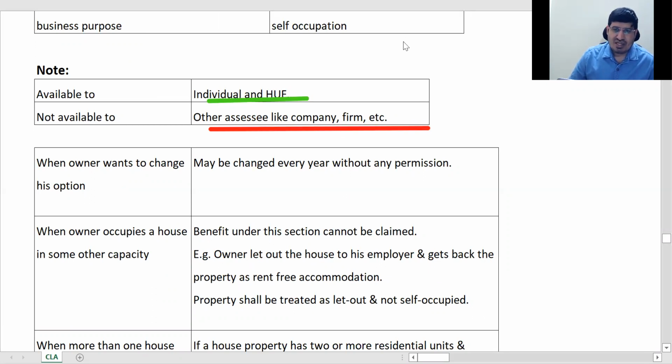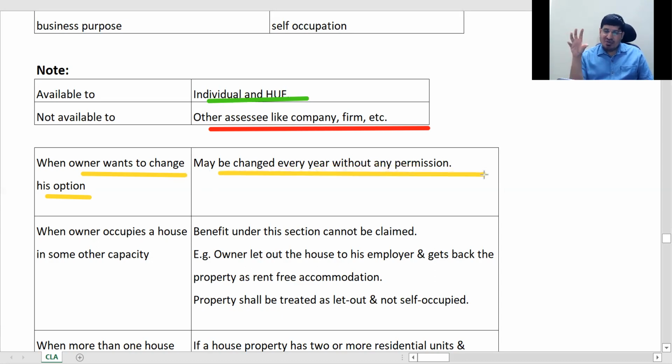And one thing here is, if the owner wants to change the option, he can. For example, he has 3 houses, he went for 2 houses as self-occupied. Doesn't mean that in every year he has to take those 2 as self-occupied. He can change every year. Each previous year is a different previous year for you. Whatever it will be considered for that previous year as per these rules. For next year, again, you can change your options.